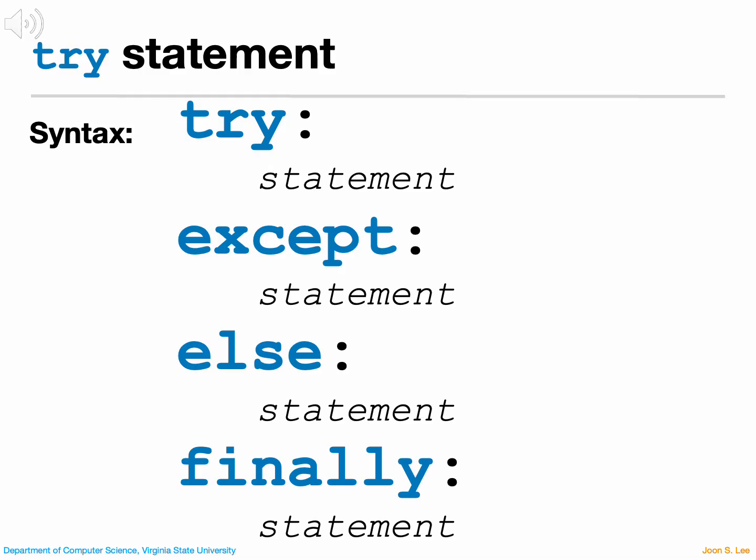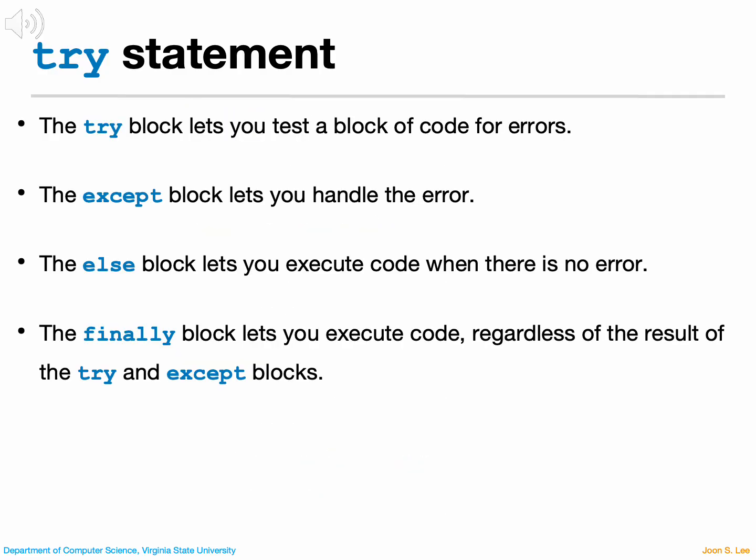This slide shows the general structure of a try statement. The try block contains the code that may cause an error. The except block handles the error if one occurs. The else block runs only if no exception occurs in the try block. The finally block runs no matter what, whether an exception occurs or not. Not all parts are required, but this structure gives you flexibility in how you handle errors in your programs.